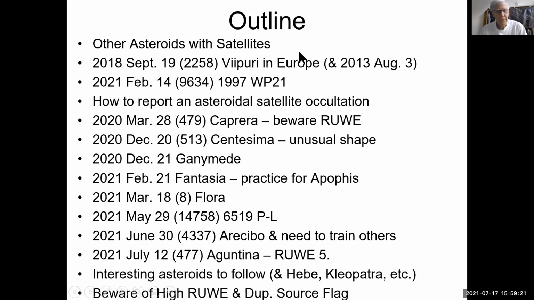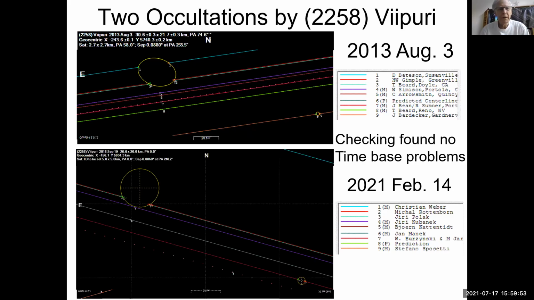So there are other asteroids with satellites besides Arecibo that are also of interest, and I think we also need some follow-up on. There are also other asteroids with unusual shapes and different things, and I'll also talk about 3 events that I published in the last JOA where we had problems with the Gaia data. So let me just go on.